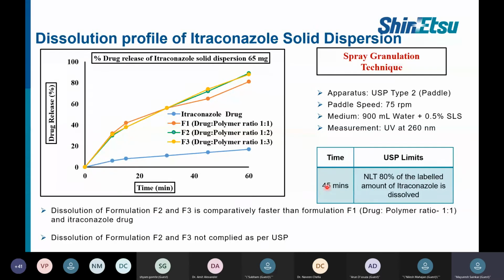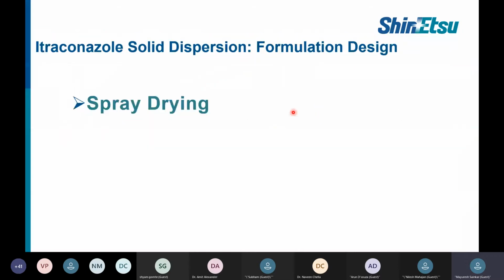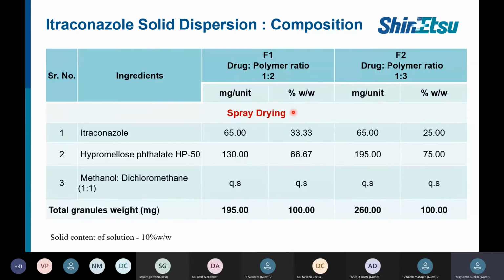And similarly, let's see the impact of just changing the methodology. Now if we switch from spray coating to spray drying, that is the impact we want to see. In this case, we'll filter out the first drug polymer option, 1:1, and take just 1:2 and 1:3 because we found them effective compared to 1:1. What we are doing in this spray drying process is again the same: itraconazole and phthalate we are dissolving in a common solvent, methanol DCM 1:1.